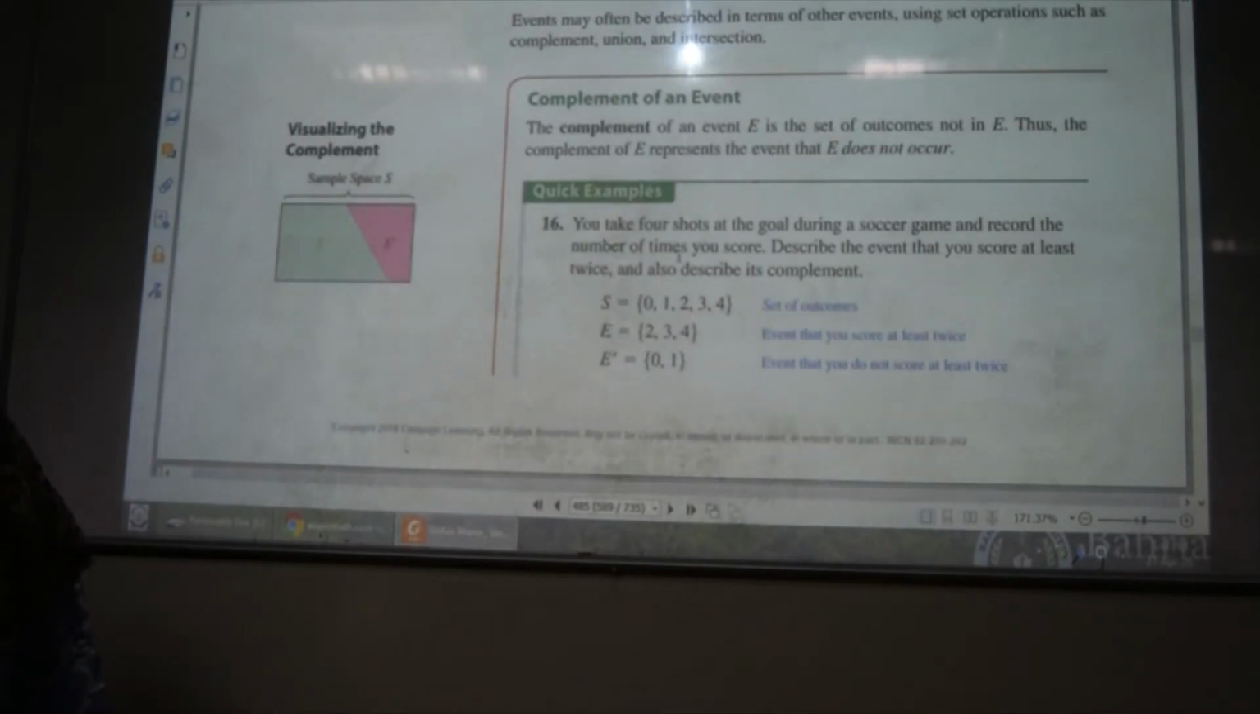So now we just see 4 shots at the goal. This is the set of outcomes. They describe the event that you score at least twice. At least twice would mean 2 and more. That would be E. But the complement would be something which is not twice or more, so it would be 0, 1.